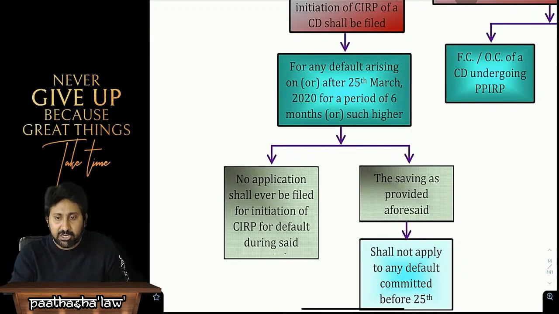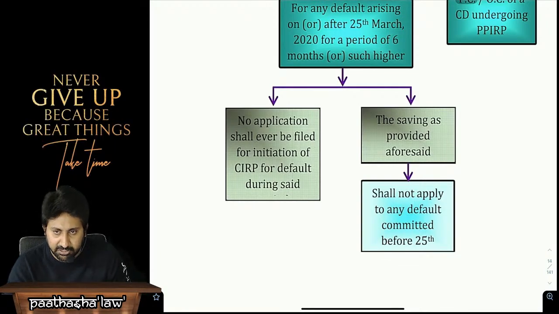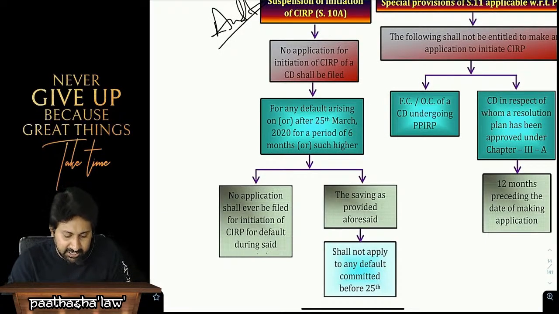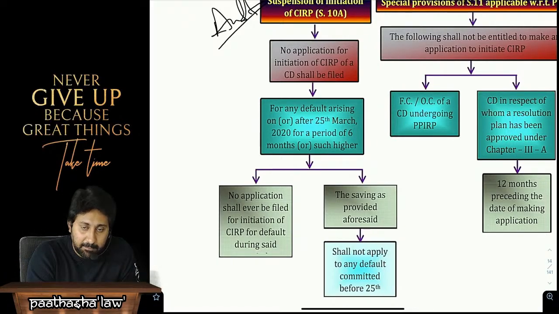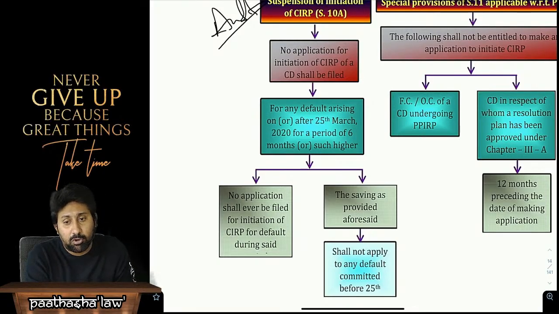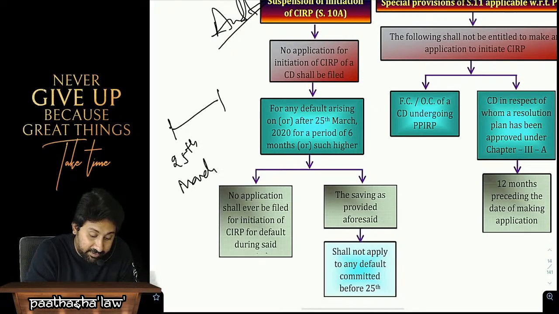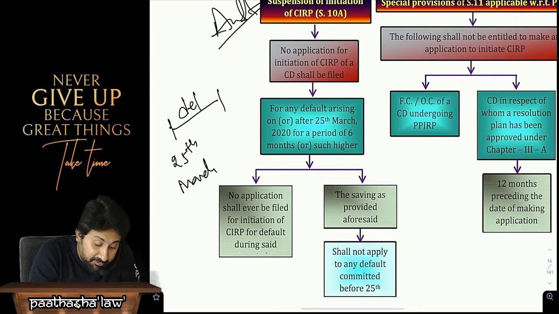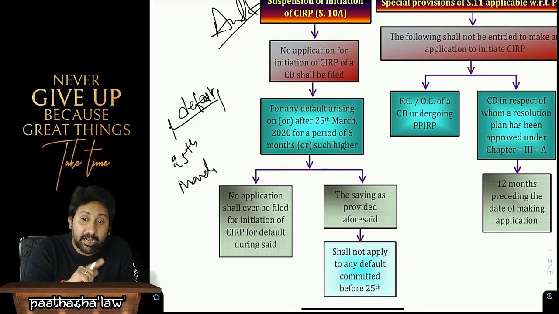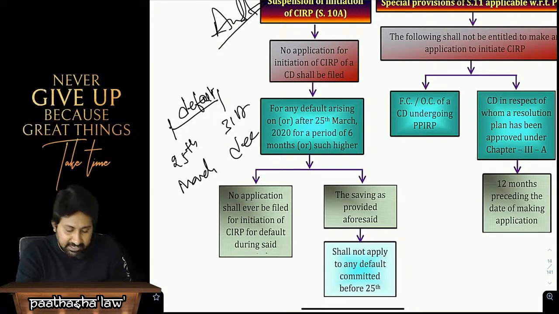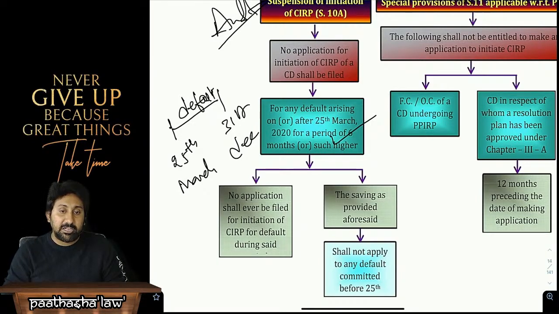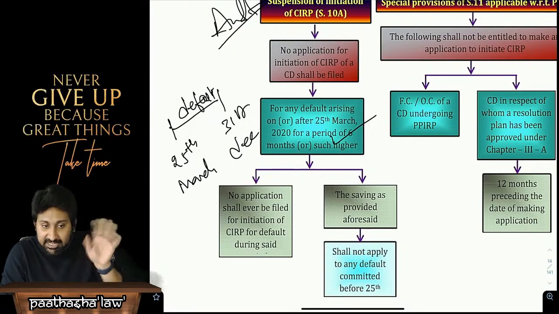Next, the saving as provided aforesaid shall not apply to any default committed before 25th March. First let us read: no application shall be filed for any default arising on or after 25th March 2020. On 24th March the complete lockdown was announced for the first pandemic. The government came to know with reasonable understanding that most business houses were going to become insolvent in the near time because of this issue. Therefore, listen to my words properly: any debts defaulted, not debts arising, between 25th March and 6 months, actually it was extended up to 31st December, that's why 'such higher'.